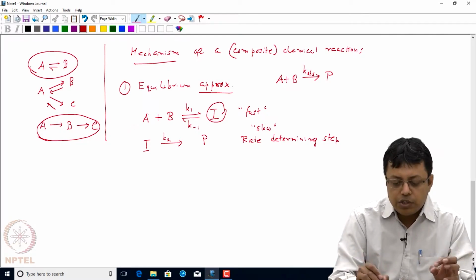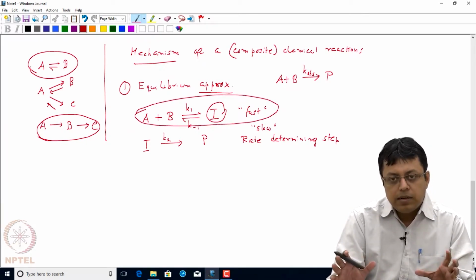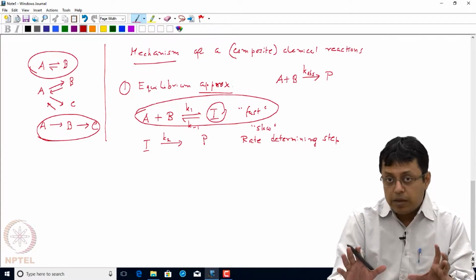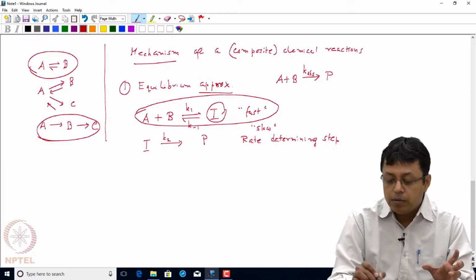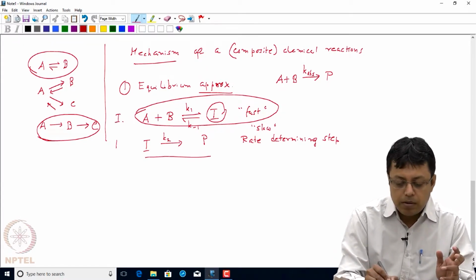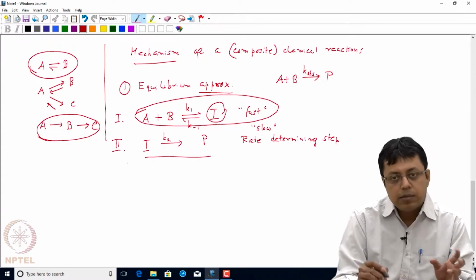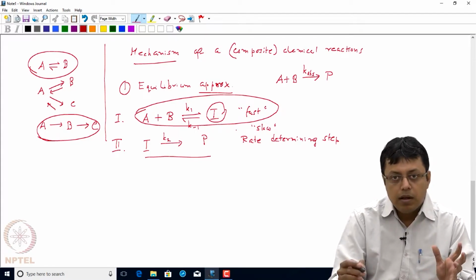So under that condition, this equilibrium you can think as if it is a separate equilibrium, although you cannot truly, because the I, the intermediate, is not only a part of the equilibrium, it is also part of the second step. So we have basically two steps here. The second step actually is forming the product, but since it is a slow step that we have approximated, we can think that this equilibrium is kind of isolated.